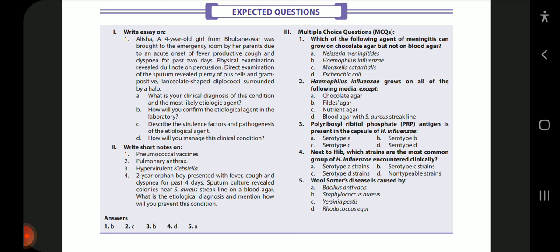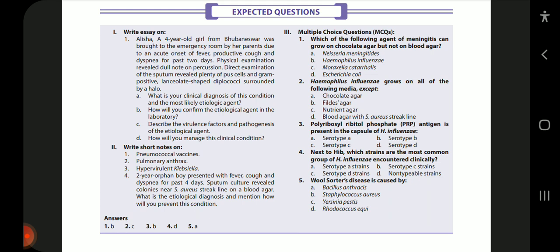A 2-year-old orphan boy presented with fever, cough, and dyspnea for 4 days. Sputum culture revealed colonies around the Staph aureus streak line in blood agar. What is the radiological diagnosis and prevention? The agent is Haemophilus influenzae. Prevention can be written as vaccination and so on.